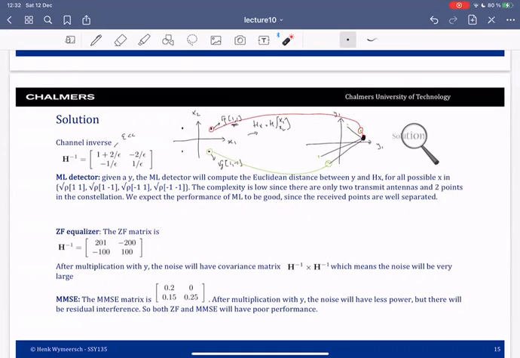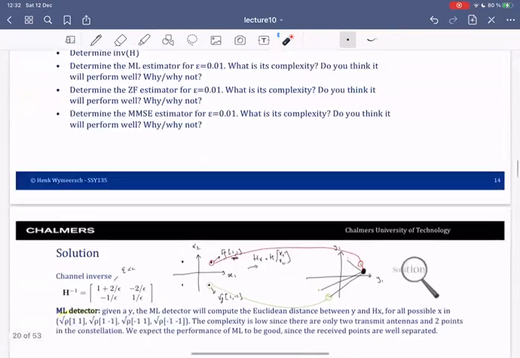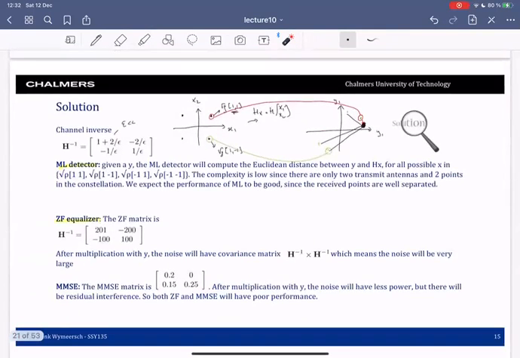So this was the maximum likelihood detector. Then for the zero forcing detector, we will invert this matrix. And if we look at the specific value, I forget the number, 0.01, this is the inverse of the channel. And then what we do is compute Z, which is H inverse Y, which will give us X plus H inverse N. And now this noise will have very large covariance.